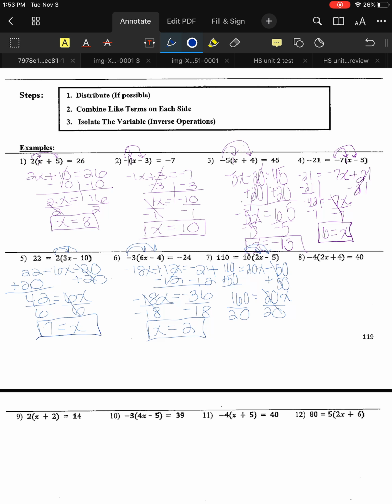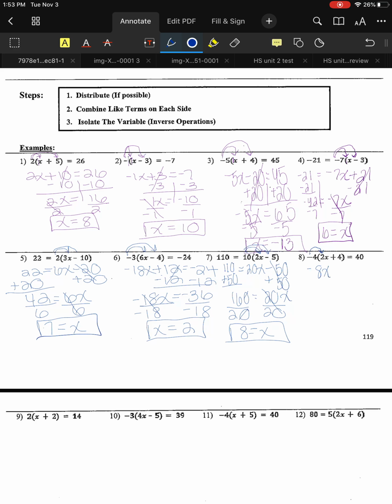The opposite of multiplying by 20 is to divide by 20. Since I don't have a calculator, my zeros cancel and 2 goes into 16 8 times. So the answer is 8. So 8 equals x, or x equals 8.